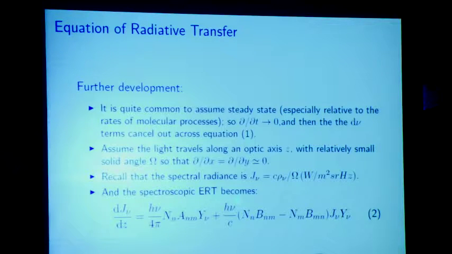So then we can turn the spectroscopic equation of radiative transfer into this. You just take equation number 1 and do these things to it, and you get this. The rate at which this is evolving along z, now that we got rid of the dependence on the other axes, is equal to these terms. That's a loss term, and that's a source term, and that's a loss term as well.